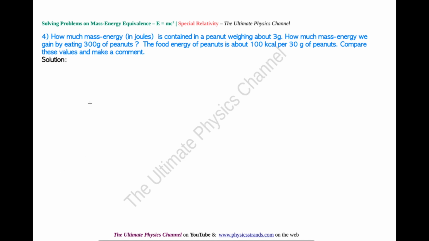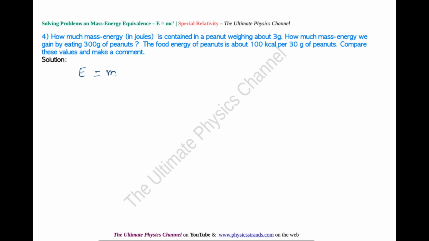So basically here, by consuming about 300 grams of peanuts, whatever energy we get must be equivalent to food energy. That's what we would normally expect. But we have to compare the values and see if it is so. Right? So first, how much energy is contained in about 3 grams of peanuts? Let's do that first.